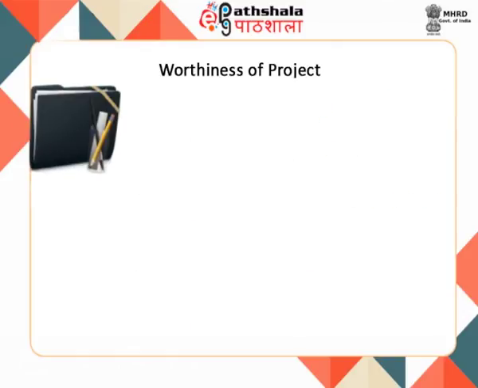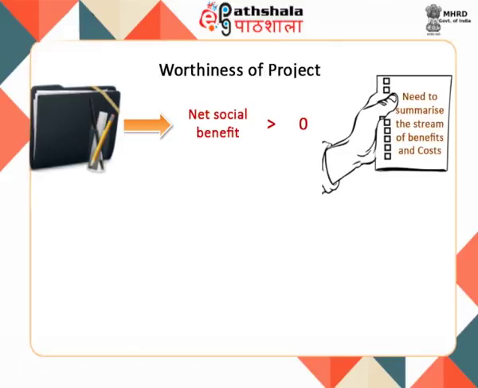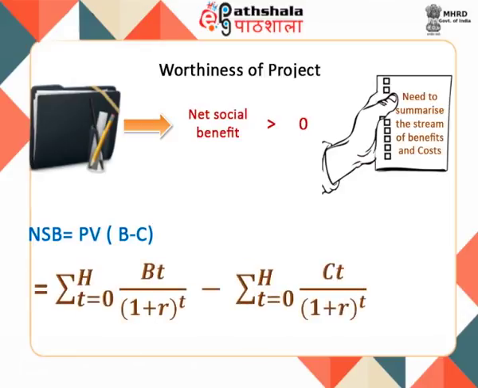A project is considered worthwhile if net social benefit, defined as excess of benefits over costs of a project, is positive, or if benefit cost ratio is greater than 1. As benefits and costs of large projects accrue over a number of years, the need is to summarize these streams of benefits and costs accruing over a number of years. The formula used to calculate net social benefit is equal to present value multiplied by the difference between benefits and costs.